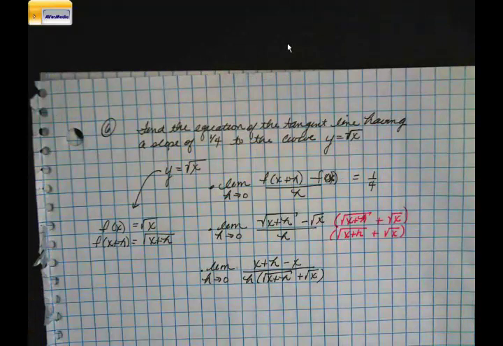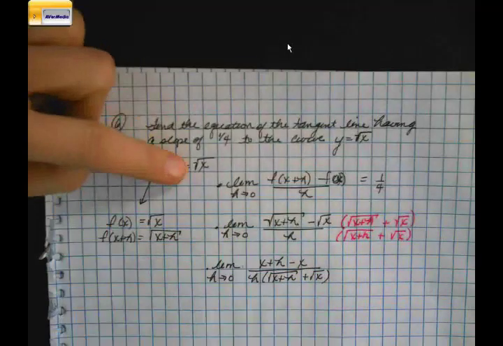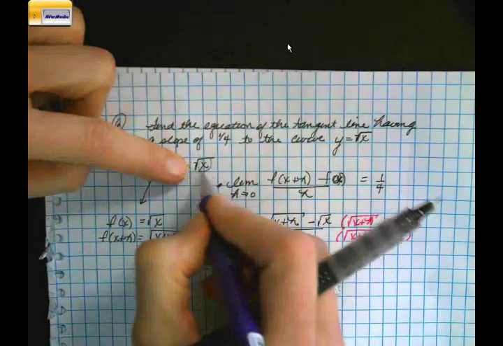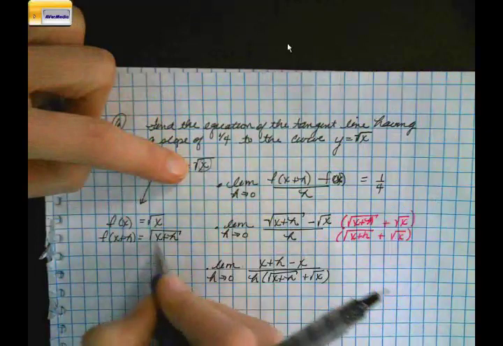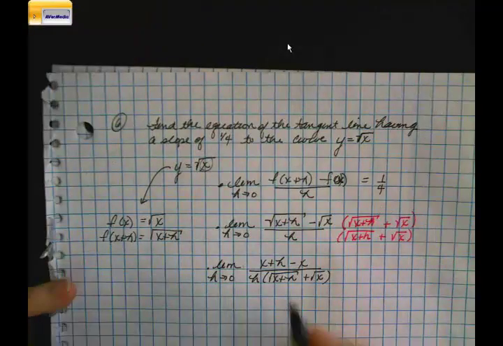Yes? For the function of x plus h, why does the h fall under the square root? Isn't the h independent of... No, it's not. It stays underneath there because you're replacing all of x with x plus h. So it stays under that radical.